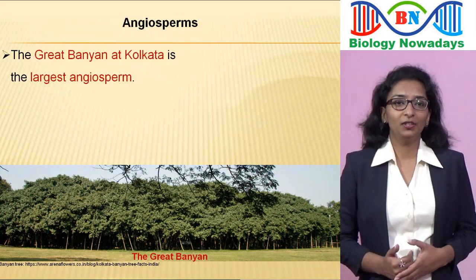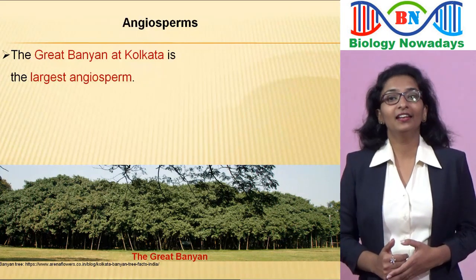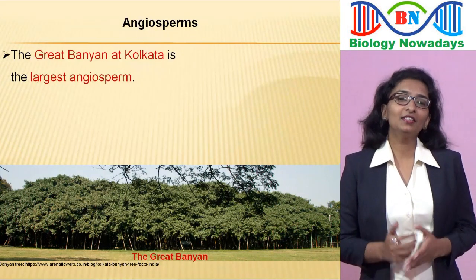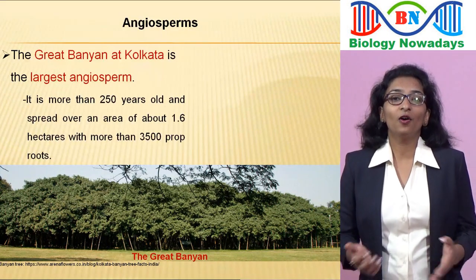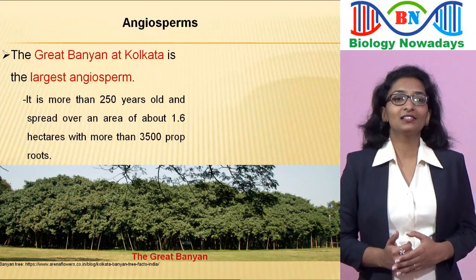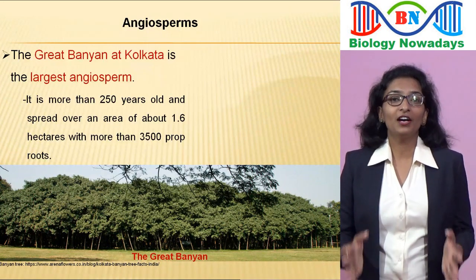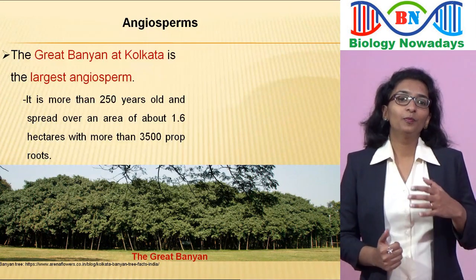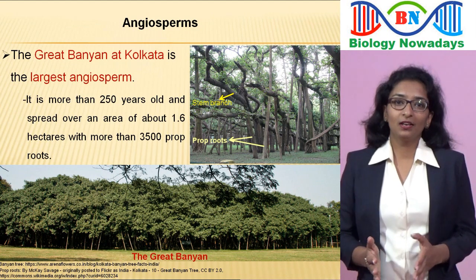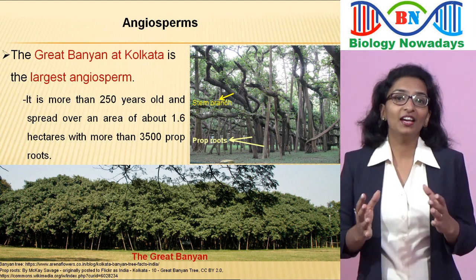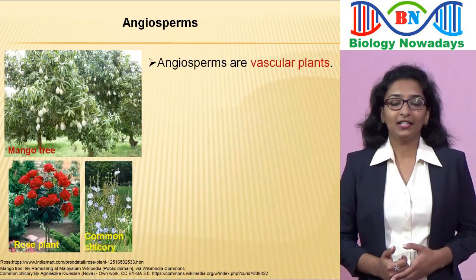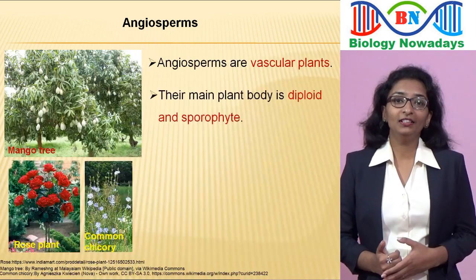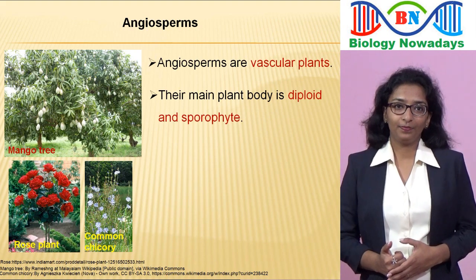The Great Banyan Tree looks more like a forest than an individual tree. It is more than 250 years old and spread over an area of about 1.6 hectares with more than 3,500 prop roots. Prop roots are pillar-like roots which give support to its heavy stem branches. Angiosperms are vascular plants. Their main plant body is diploid and sporophyte.